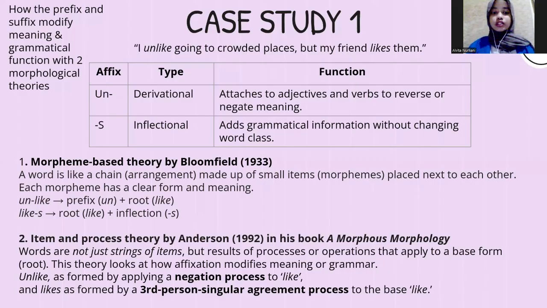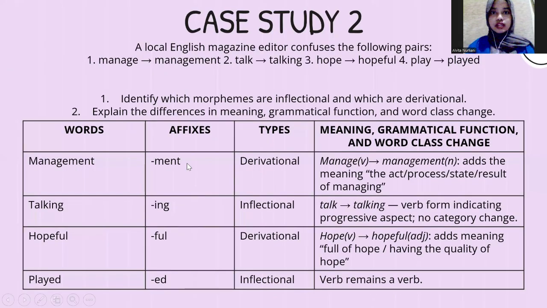And this theory looks at how affixation modifies meaning or grammar. In the word unlike, it is formed by applying a negation process to the root word like. And in the word likes, it is formed by a third-person singular agreement process to the base, the root word like. And in case study 2, there is a table of contents of words, affixes, types, and also meaning, grammatical function, and word class change.